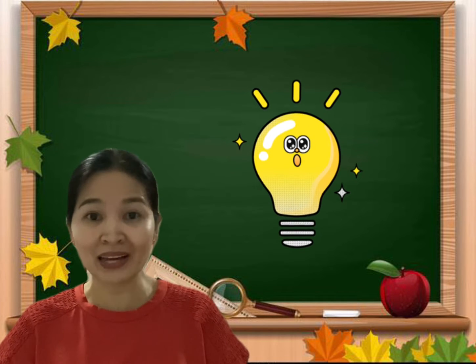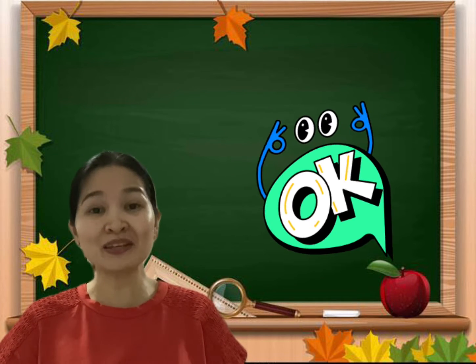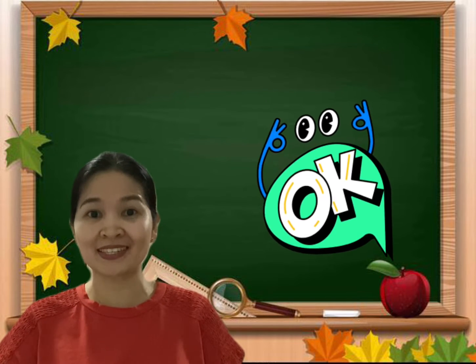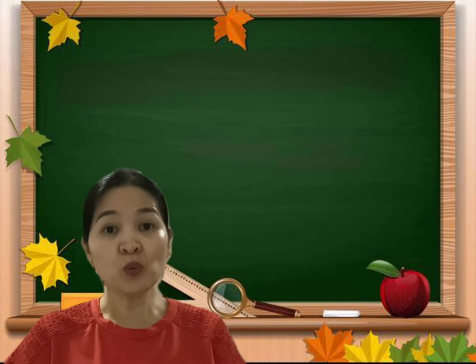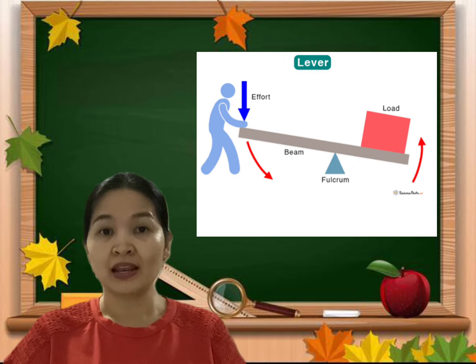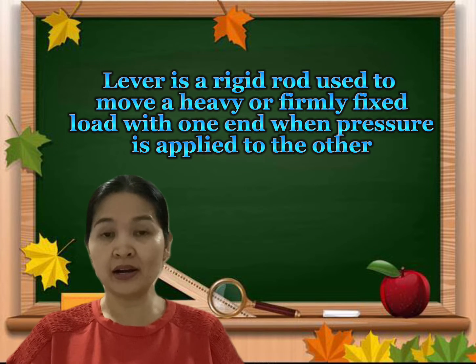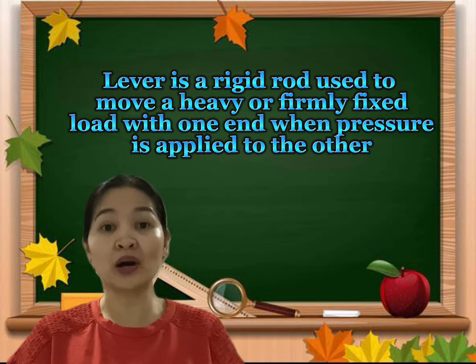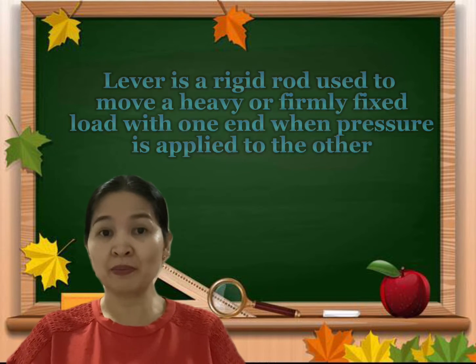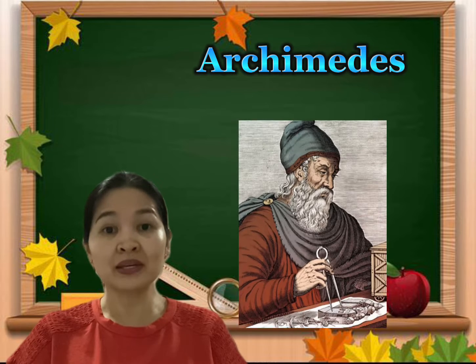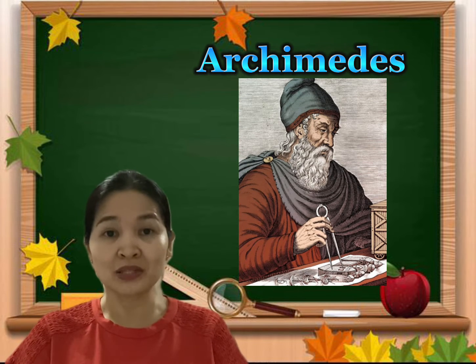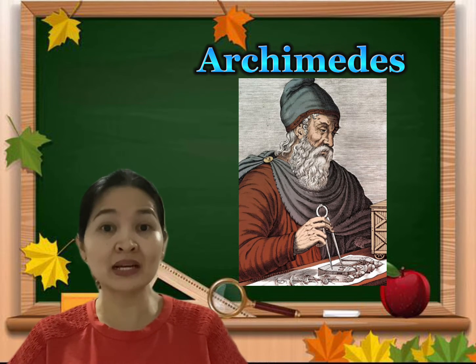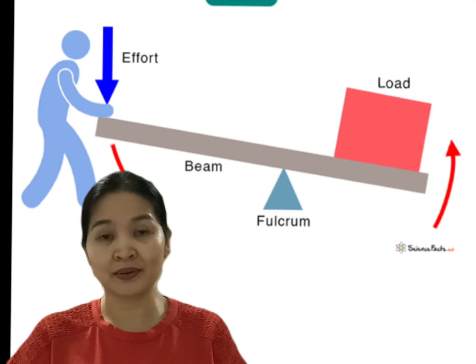Are you ready to find out how? I will give you examples of simple machines. Number 1 is the lever. A lever is a rigid rod or bar used to move a heavy or firmly fixed load with one end when pressure is applied to the other. Archimedes, who is a Greek mathematician, is the one who discovered the physical principles of a lever.